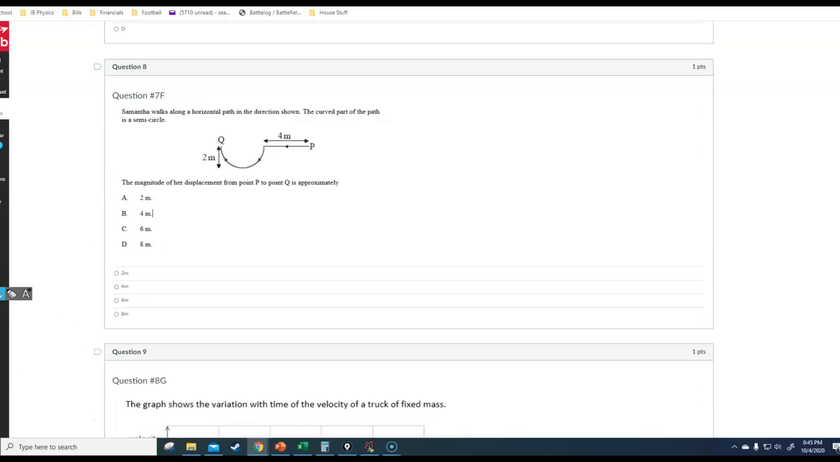Okay, question 7F. A lot of people really overthought question 7F. The magnitude of her displacement from point P to point Q. Okay, so here's point P. Here's point Q. Displacement is final position minus initial position. Nothing else in between matters. So, in other words, the semicircle doesn't really make a difference. If we had just gone straight from point P to point Q, the displacement would be the same.